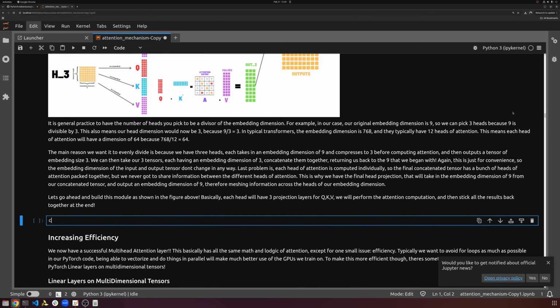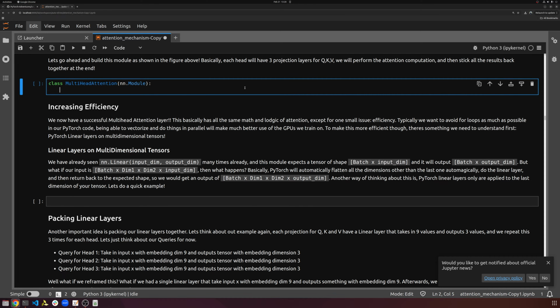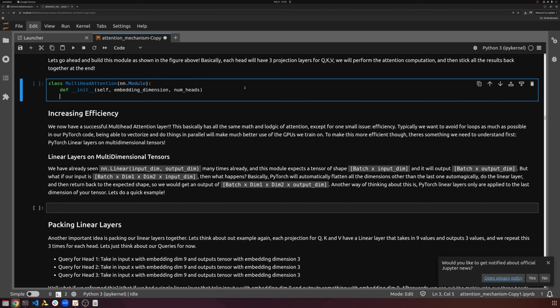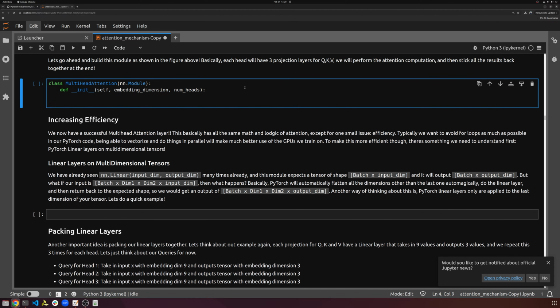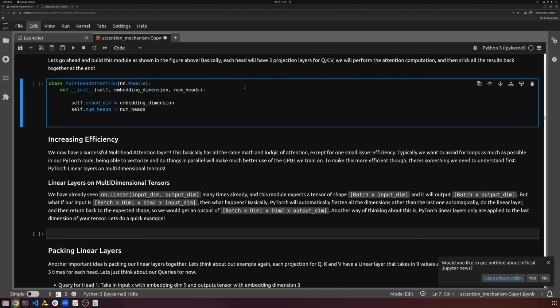So we're going to call this class multi-head attention, nn.Module, just like before. And all we're going to pass in, just like before, is self. We need to provide it the embedding dimension, right? So what is the embedding dimension? But we also need to provide it the number of heads that we want to compute on, right? So self.embeddDim equals embedding dimension, and self.numHeads equals numHeads. And so that produces our first set, right? All the information we need.